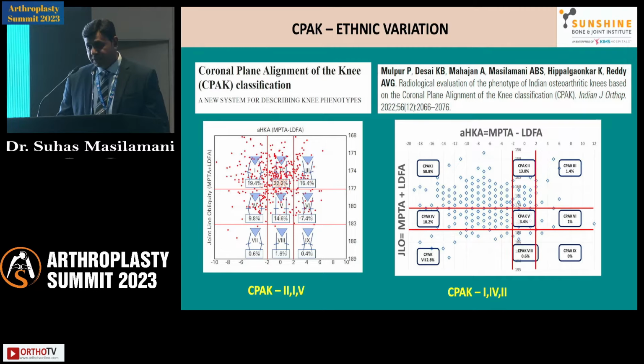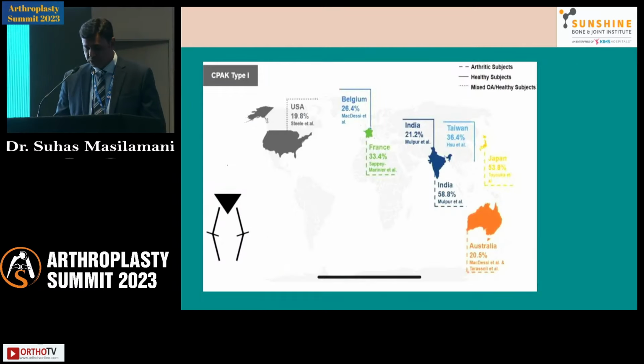And on the left is what Megdesi reported in the Caucasian population. On the right is our study, which we published in 2021, where we have shown that instead of CPAK type 1, which is more common in the Caucasian population, we have more CPAK type 1 instead of 2. And our common types are 1, 4, as well as 2, which are showing that we have a lot of constitutional varus in our patients.